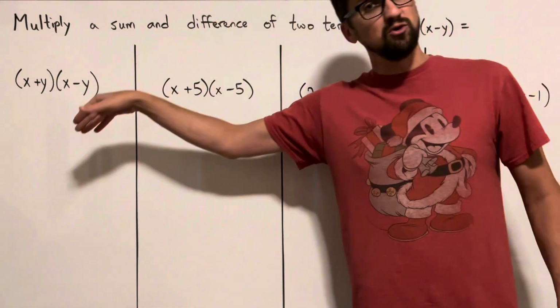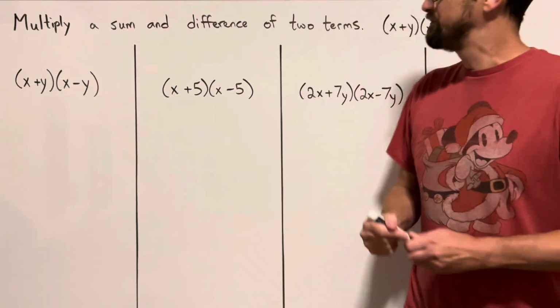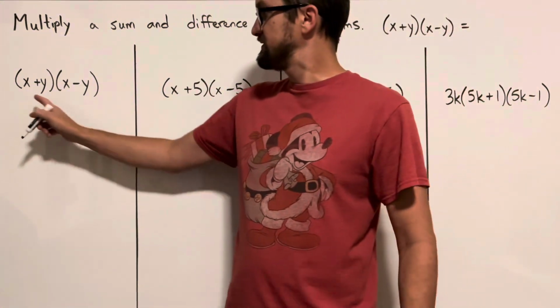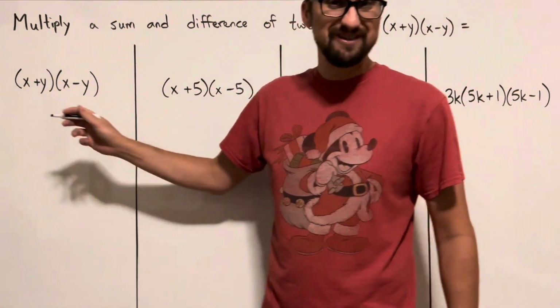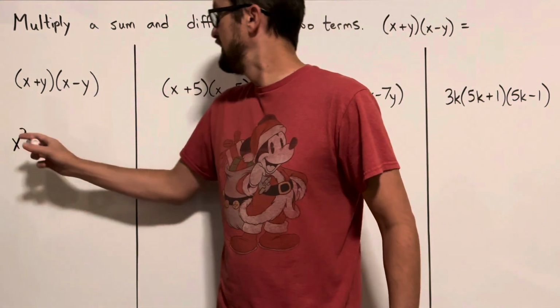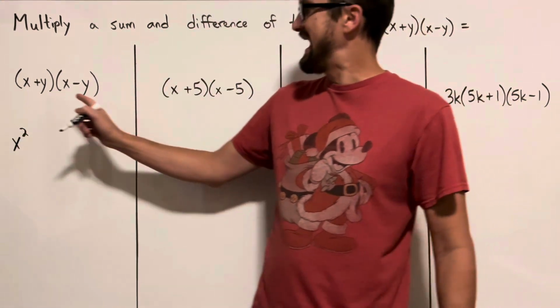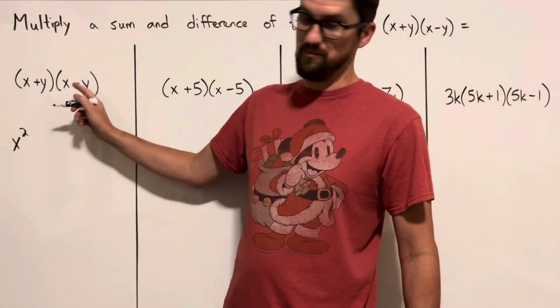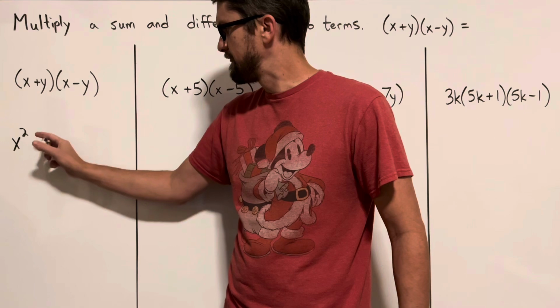It's two binomials multiplied. We could do FOIL. F-O-I-L. F is first. We multiply the first two terms. x times x is x squared. And then the O in FOIL is the outer terms. x times y is xy, but you have a minus sign here, so it's minus xy.